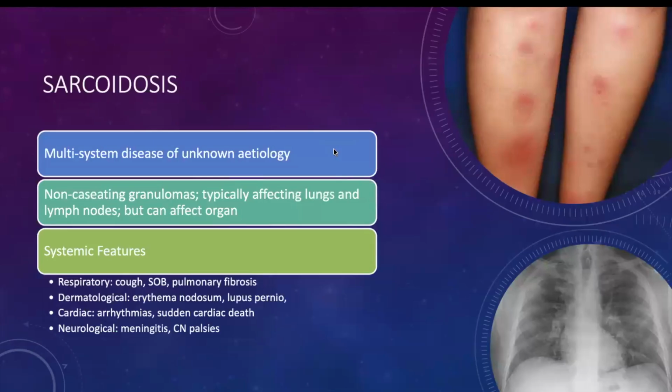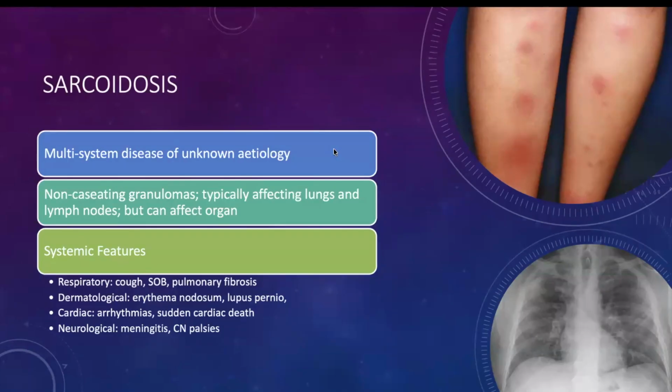Moving on to sarcoid. Nobody really knows where sarcoid comes from. It's a multi-system disease and it can essentially affect any organ. You get these non-caseating granulomas. It typically affects the lungs, but it can affect any organ system. The systemic features that you're going to get will depend on what system it's affected. Typically, if it's affecting the lungs, you might get a chronic cough, shortness of breath, maybe some pulmonary fibrosis as well in the later stages.